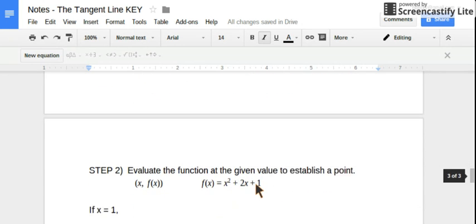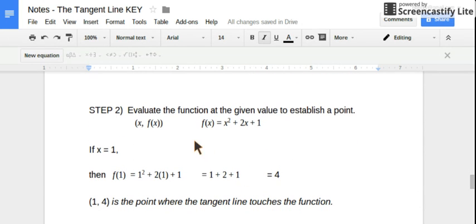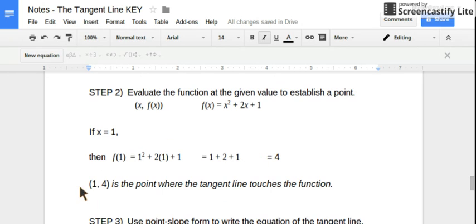Now that we have a slope, we can finally write the equation of the line, but we need a coordinate pair, or an input and an output at a specific point. We were told that x equals 1. We wanted to find the output of that. We just plug it into the original function, and that way we get our output based on our input. So if I plug 1 into my function, 1 squared plus 2 times 1 plus 1 is 1 plus 2 plus 1, which is 4. So now I know my coordinate at 1 gives me an output of 4.